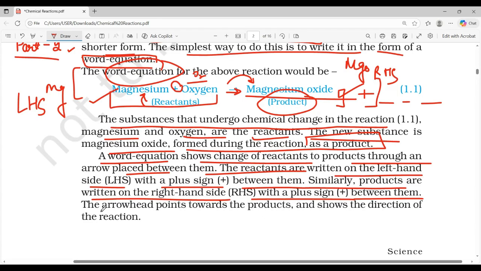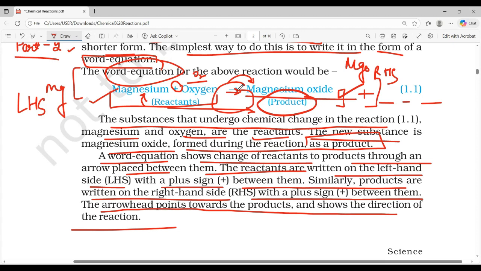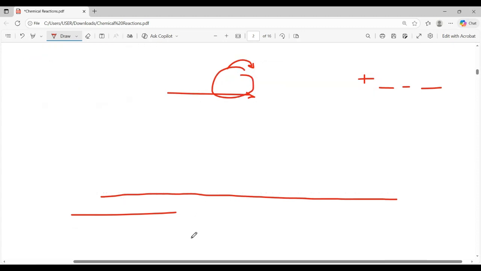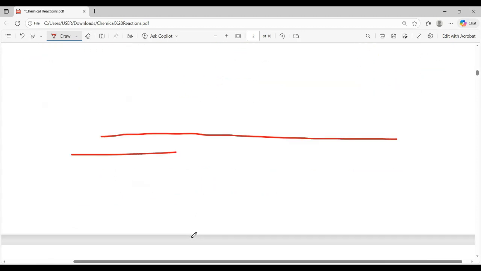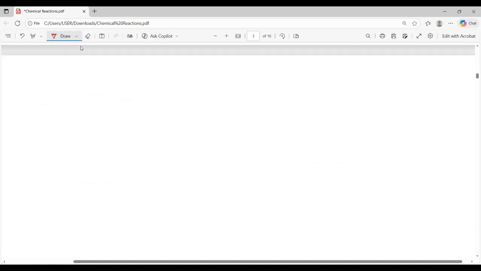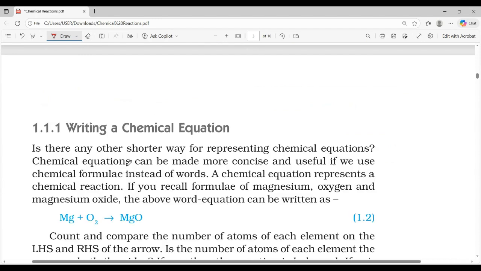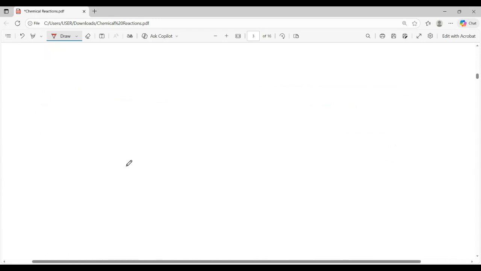Next, the arrowhead points towards the products, which shows the direction of the reaction. So the reaction is taking place in this direction. This arrow shows the direction of the chemical reaction. Now let's move forward. Next is writing a chemical equation. So how can we write a chemical equation?